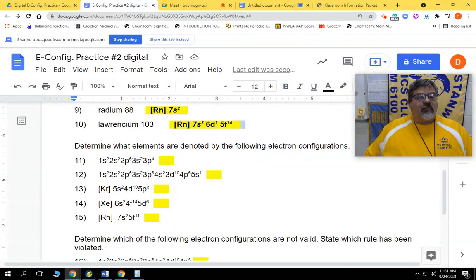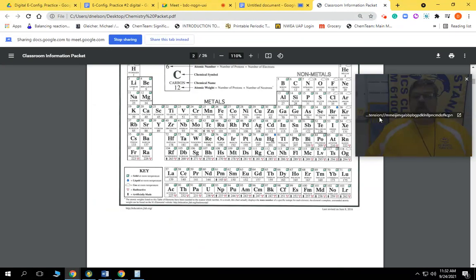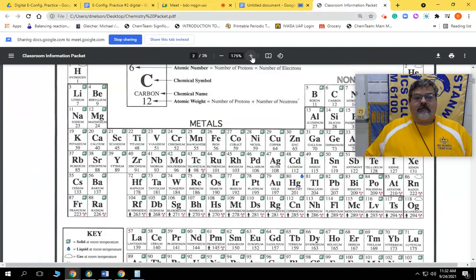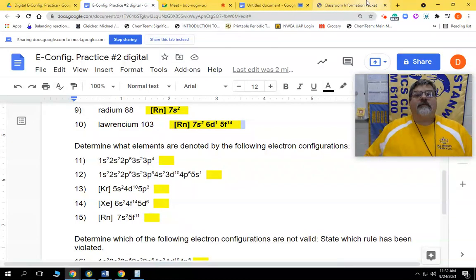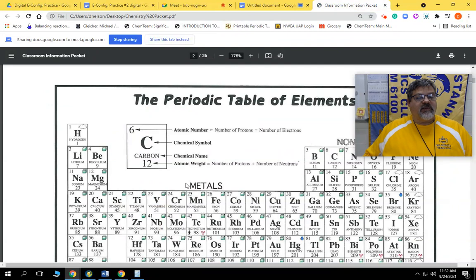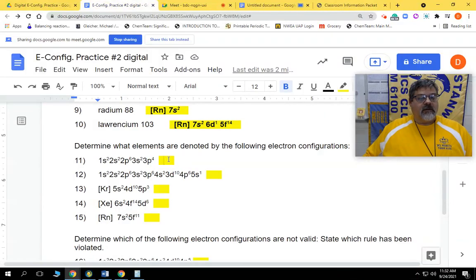Now these ones here, we're going to see if they're right, and then determine what the element is. So we're going to assume that these are written correctly. I'm going to show you the easiest way to do these. Okay, 3p4. Let's go back to our periodic table. Okay, 3p4. So 1, 2, 3. It's in this period. Here's the p's. 1, 2, 3, 4. So the correct answer is sulfur. So we're just going to put in sulfur.